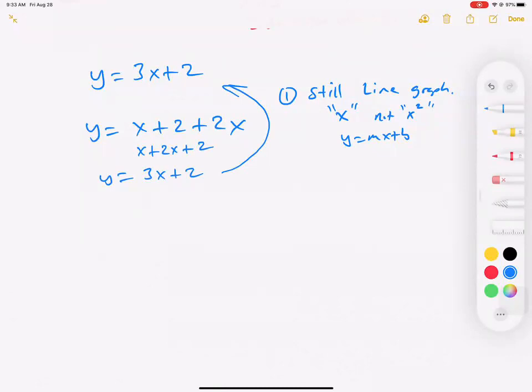Another thing that we could do, so this is my first example of something kind of weird. What if I give you another problem that's kind of weird? What if I wrote y plus 2x is equal to 5x plus 2? Is this still a line graph? Do we see only x here? Yeah, this is still a line graph.